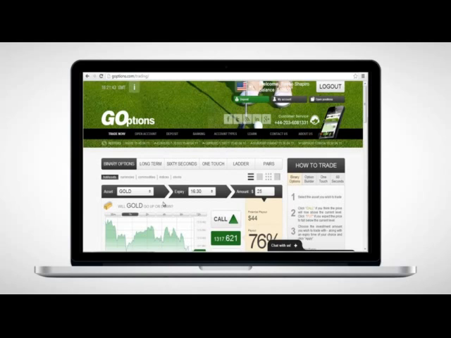Some brokers have turbo or quick binary options that'll expire as short as 30 seconds from execution, and sometimes they'll be as long as 5 minutes. But typically they're a very short-term digital binary option. So let's click on 60-second within the Go Options site.